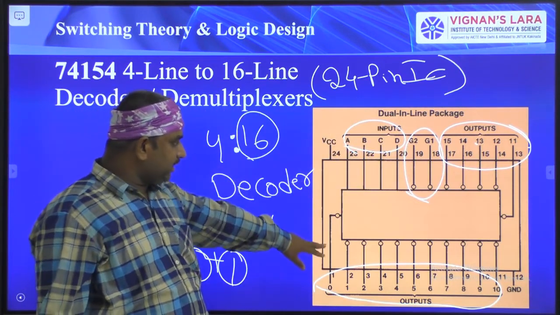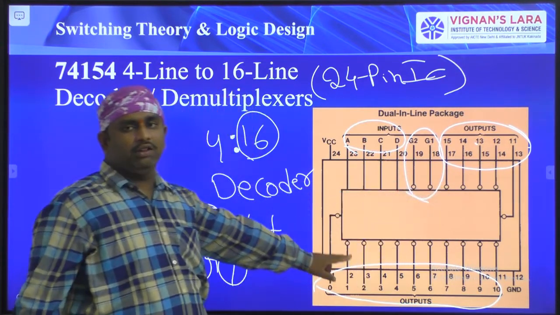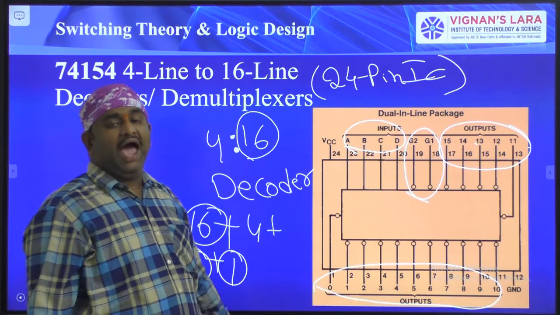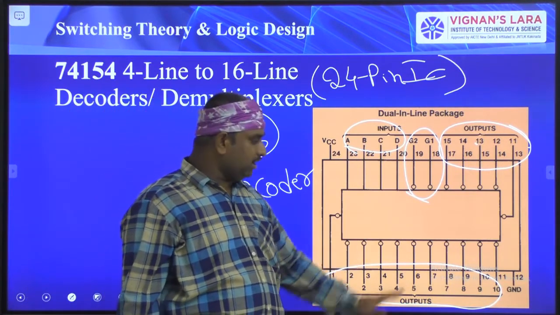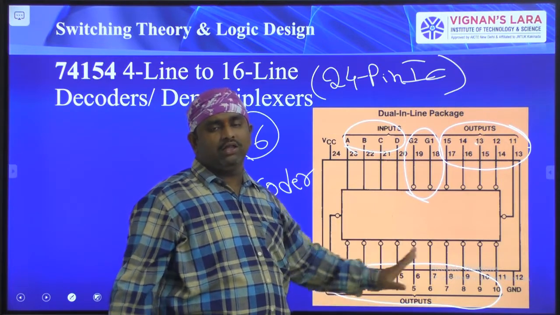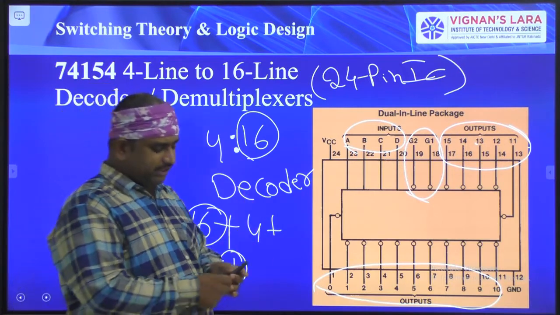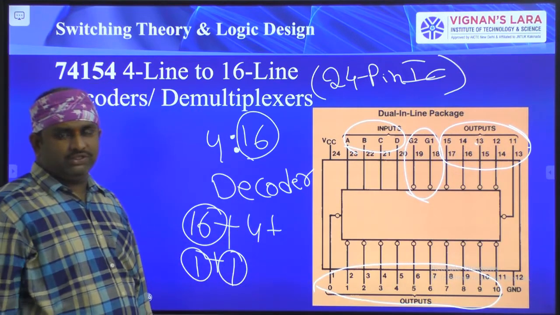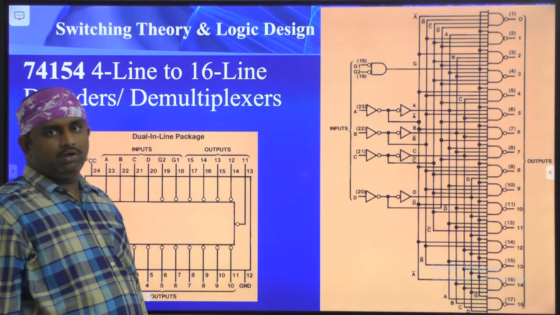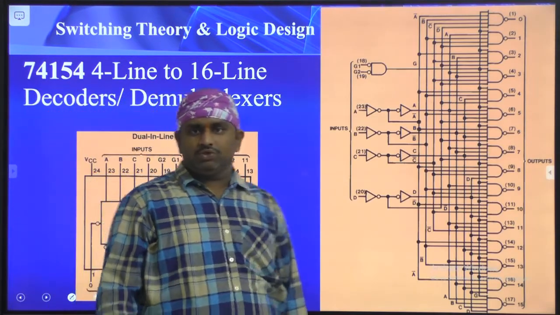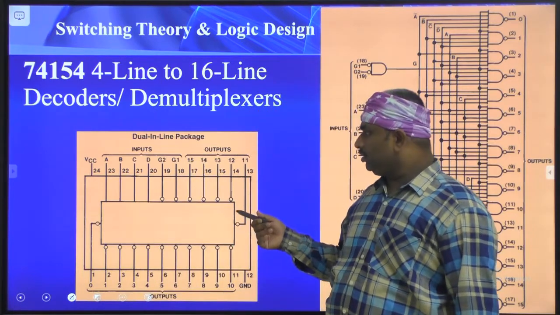Other than this, see here, all the outputs are active low outputs. These are not active high outputs. All the industry manufacturers give these ICs with active low output signals. So these are active low output signals. Okay, note it down. You can note it down from here also. So this is an IC pin diagram, just what we have discussed up to now.